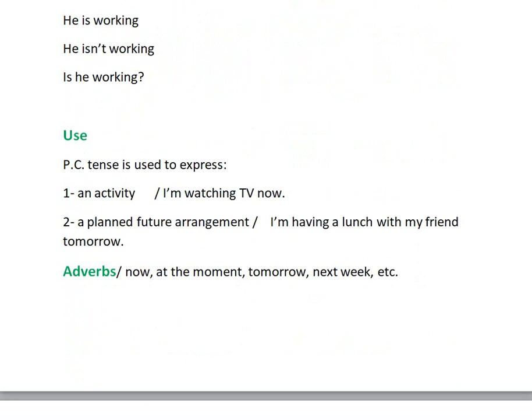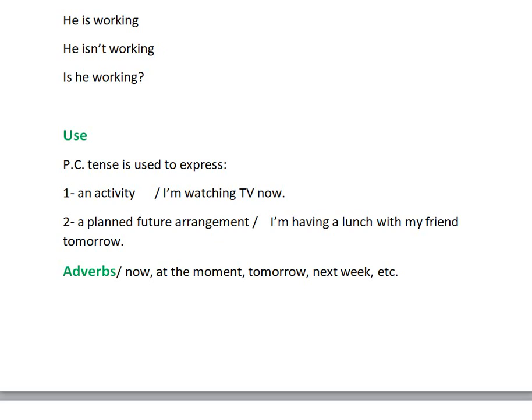The present continuous tense is used to express an activity. This is number one, in brief. Students, the summary is the usage of the present continuous tense. Number one, an activity that is happening now. For example, don't turn the TV off. I'm watching TV now. So this is an activity that is happening now.